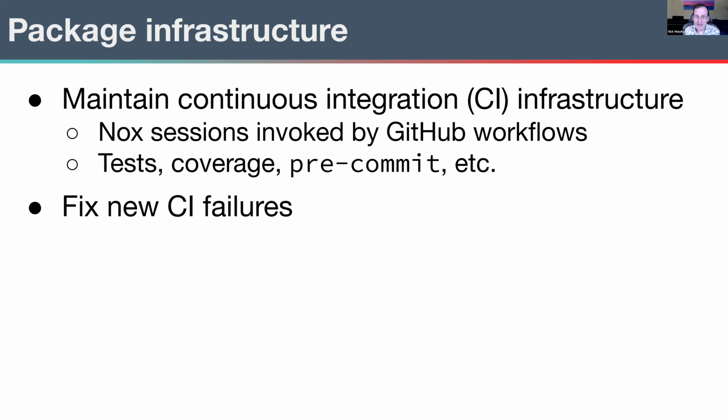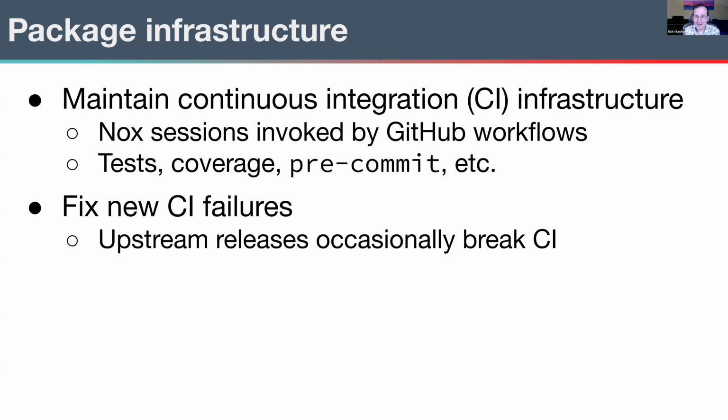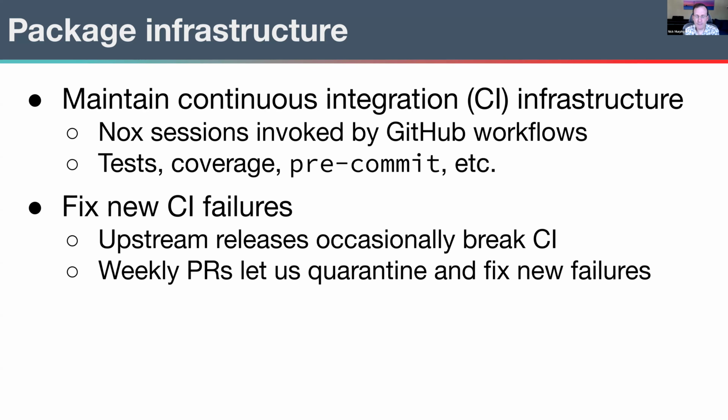This also involves fixing new CI failures. And it's an unfortunate truth that upstream releases occasionally break CI. If you leave software in isolation, it's going to slowly become outdated just because of changes in the surrounding ecosystem. We have a system where we pin our requirements that get used in CI using uv.lock. And we have a weekly pull request that updates the lock file.